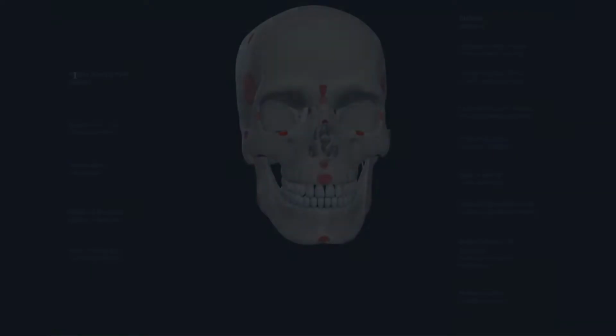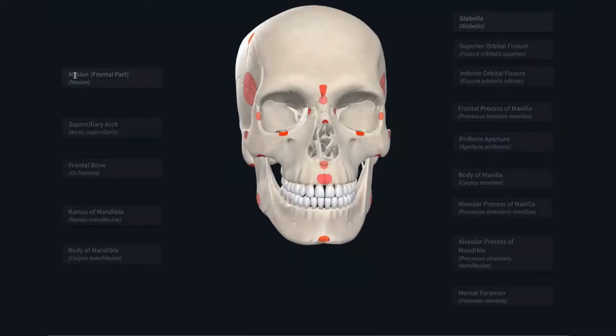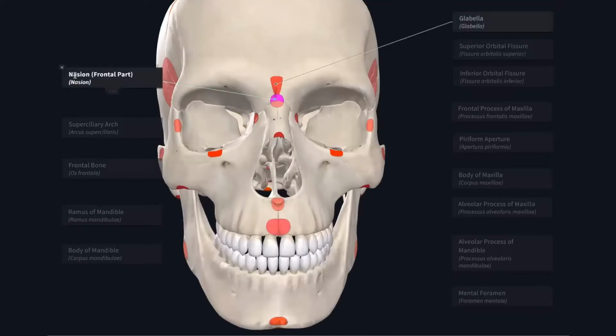Next to the glabella, we have nasion. Nasion is formed by the frontal bone and the right and left nasal bones. It is located where the frontonasal suture and the internasal suture meet.